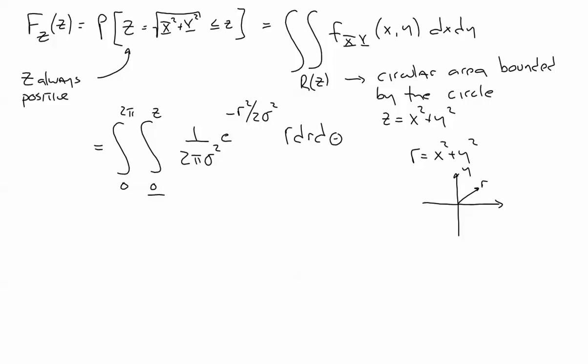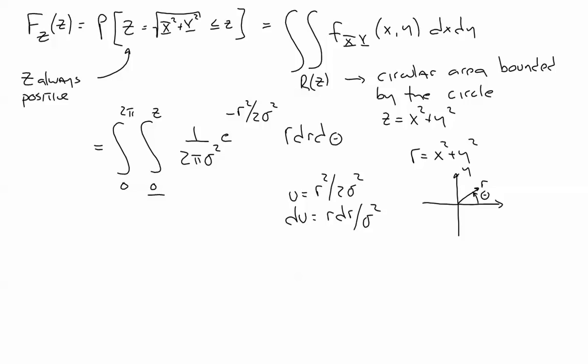That's my distance r, and that angle is theta. Okay? All right, next thing I'm going to do is make a change of variables. I'm going to let u equal r squared over 2 sigma squared, du equals r dr over sigma squared.